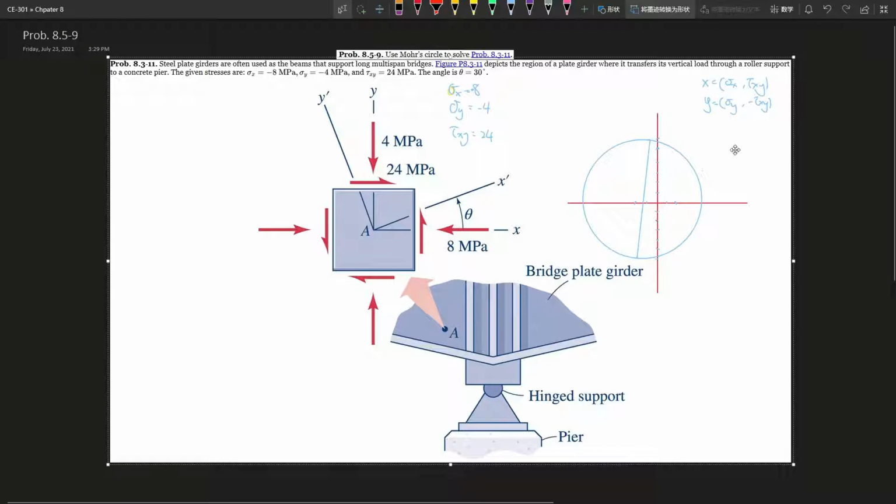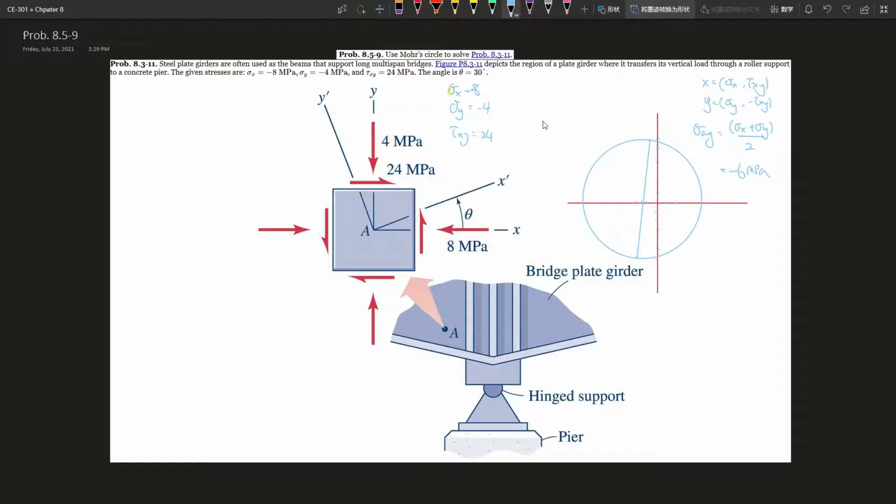Now this center, let's find what the average is, right? The stress average between the x and y direction. That is the sum of the normal stresses in the x and y directions divided by 2, which is -8 plus -4 divided by 2, -6, right? So this is -6 and 0. I didn't draw it correctly. I mean, it should hit this central line. But yeah, so it's -6 MPa.